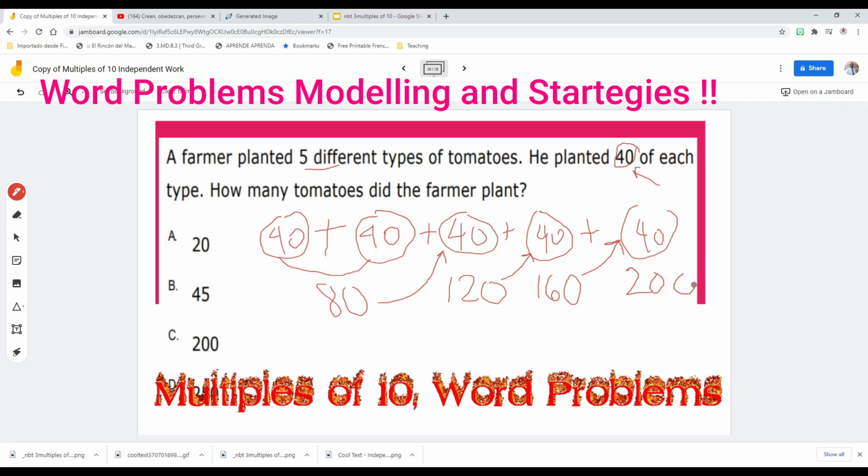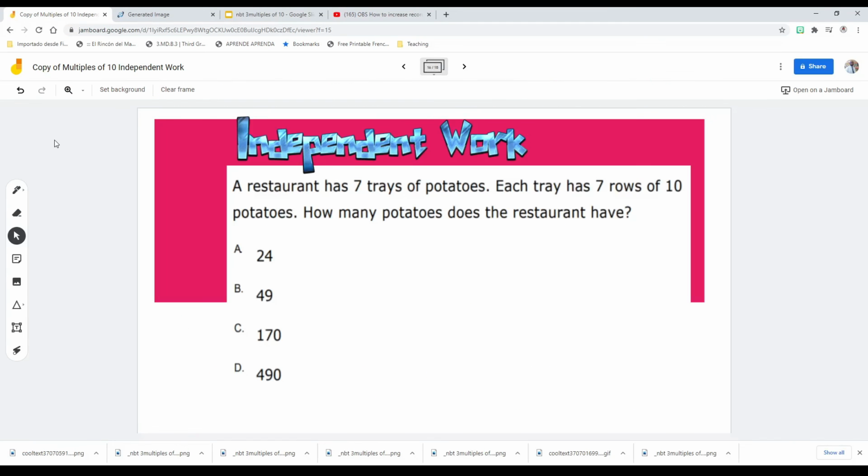So then, let's go back to our question. How many tomatoes did the farmer plant? So he planted 200 tomatoes. Well, it's time to do the work by yourself. In order to be successful and answer this problem correctly, you have to remember your times tables, the rules and the strategies we have reviewed and practiced to multiply a one-digit number by a multiple of 10.